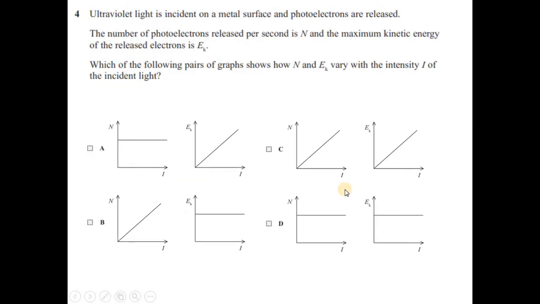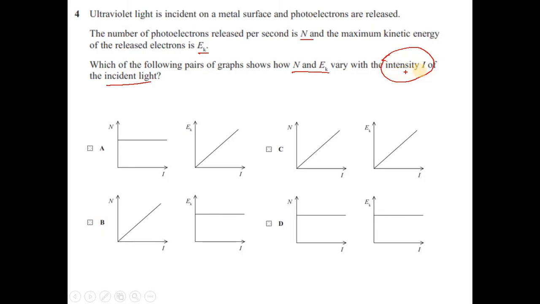Question number 4. Ultraviolet light is incident on a metal surface and photoelectrons are released. The number of photoelectrons released per second is N, and the maximum kinetic energy of the released electrons is Ek. Which of the following pairs of graphs shows how N and Ek vary with the intensity I of the incident light? Okay, so it's all about the photoelectric effect and the relation of intensity of light with the kinetic energy and the number of electrons.